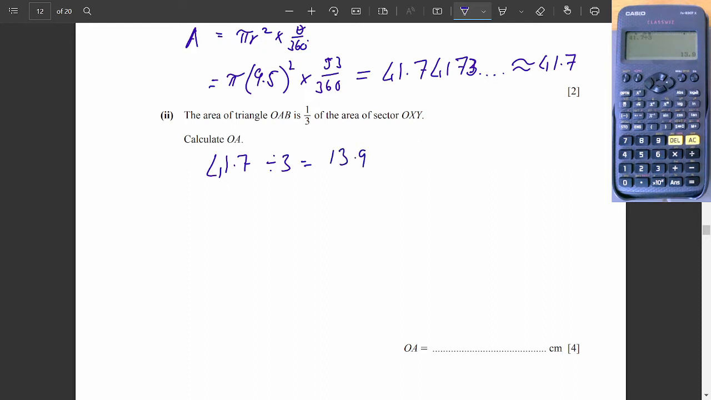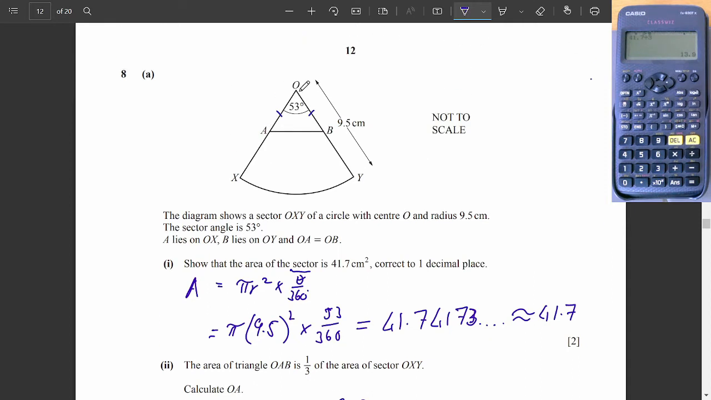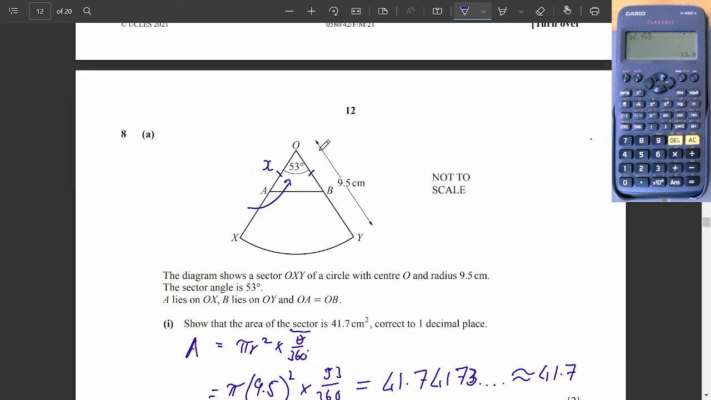So let's see what information we have. Let's go back up here. Right, we've got this triangle here, OAB. We want to find out the length of OA. Let's make that x, which we know is the same as OB. Okay, and we now have the area of that triangle, which was, what was it again? 13.9.